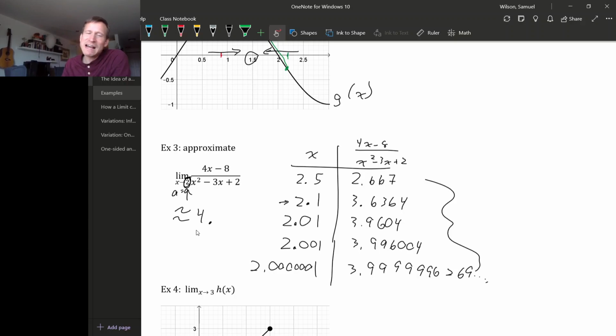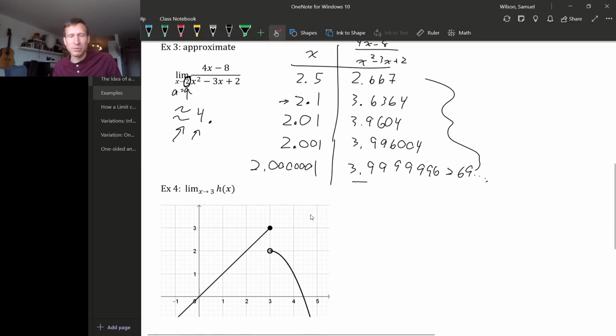Now, we don't actually know if it's exactly 4, right? This is pretty good evidence that the limit is close to 4, but we haven't plugged in every number near 2. We've only plugged in a few. So this is really just an approximation. It's essentially an educated guess.